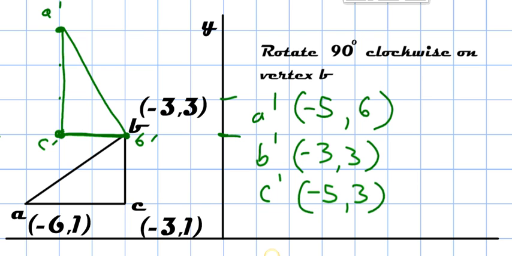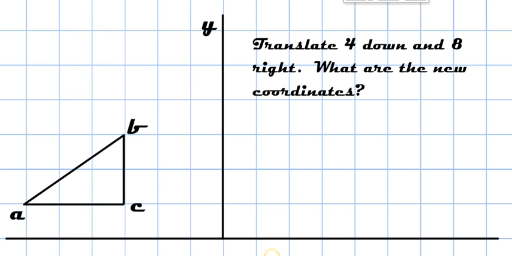All right. This one's yours. All right. Translate this shape. It says go 4 down and 8 to the right. Right? So pick a point, go 4 down, and then go 8 to the right. Put your new point down, go to another point, move it, and of course, what are the new coordinates with that?